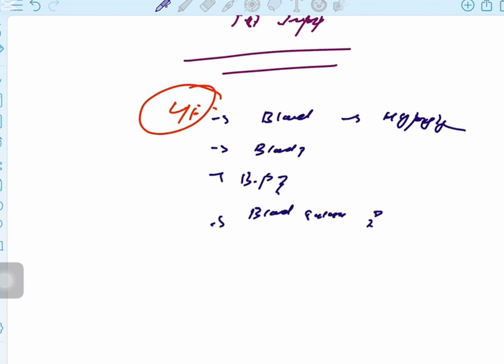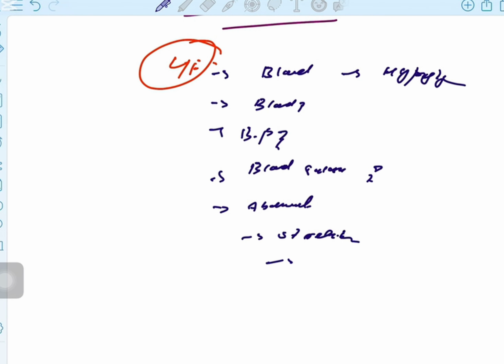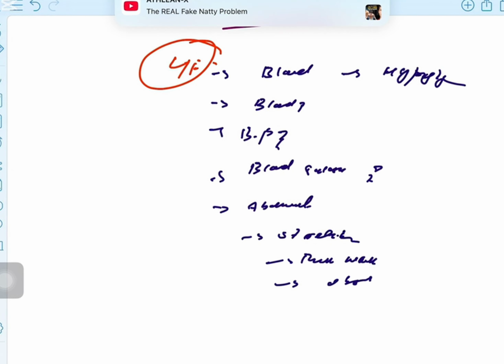Okay guys, and other than that, a high level of cortisol basically inhibits collagen synthesis. When collagen synthesis is inhibited, it can lead to abdominal striae, stretch marks. Striae are the stretch marks, and there will be thin, wrinkled skin, and obesity. You will see the obese guy.